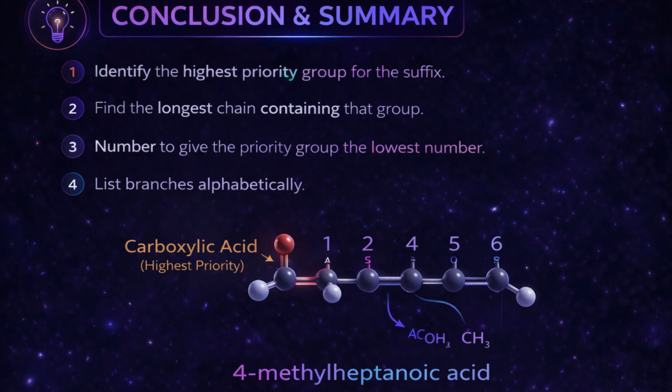Third, number your chain to give that priority group the lowest possible number, usually starting right at the functional group itself. And finally, list all your side branches alphabetically. Put it all together, and you get a name like 4-methylheptanoic acid. Just follow the steps, and you'll find that chemistry isn't just a mystery, it's a system.